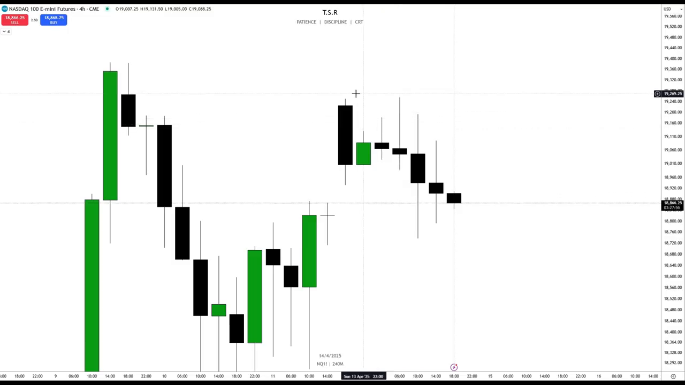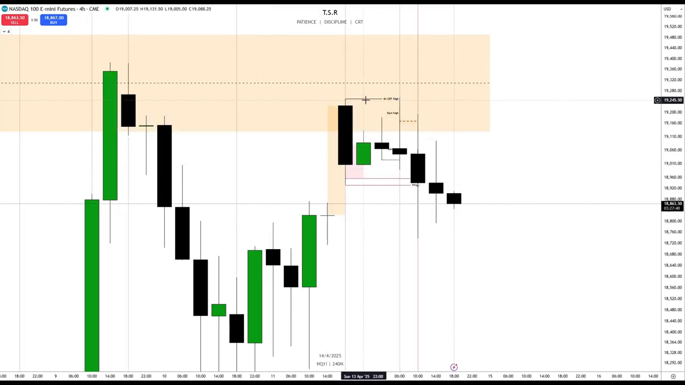At the end of the 18 o'clock 4-hour candle, when it closed, I drew the high and the low of this specific candle. We have those highs and we have the low. TP2 was the low, final TP. These would become my CRT levels.